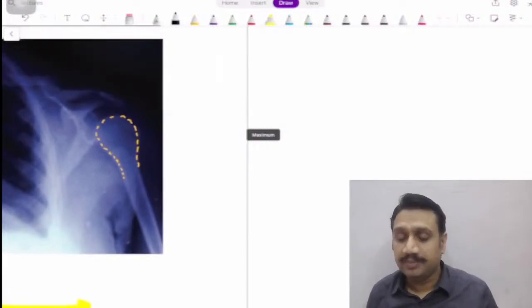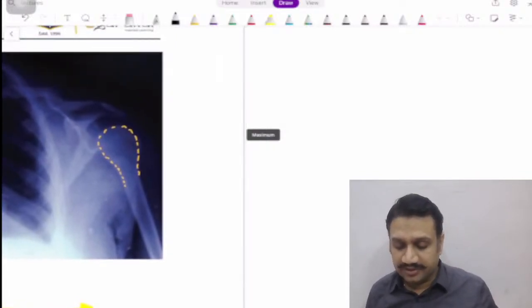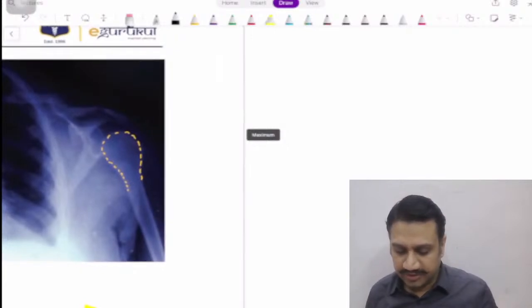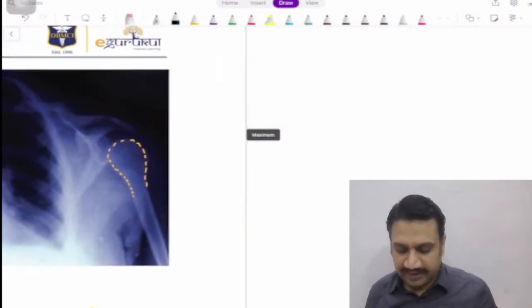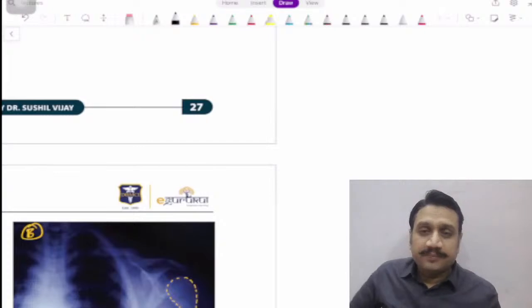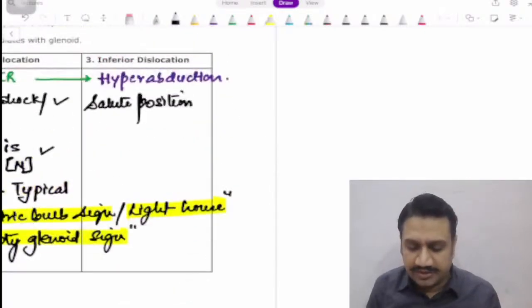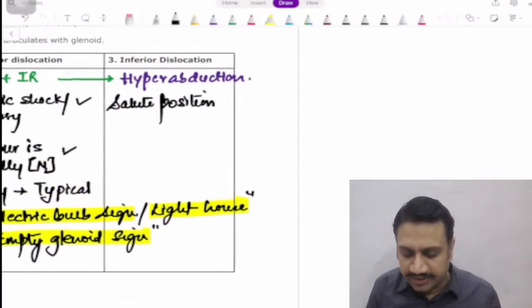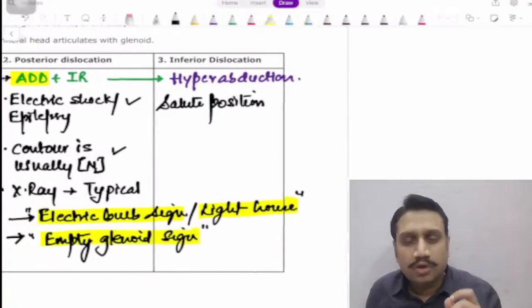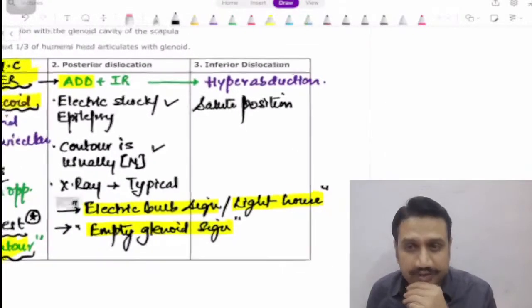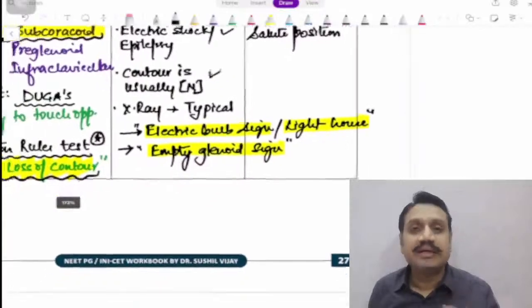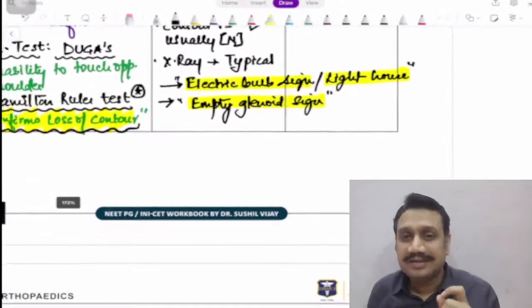Now, the most important part. What is common to all the three dislocations? Common to all the three dislocations is this slide you have in front of you. Every word written over here is very, very important. Common to all the three dislocations, it is the most commonest complication of dislocation of shoulder. It is always the recurrence.